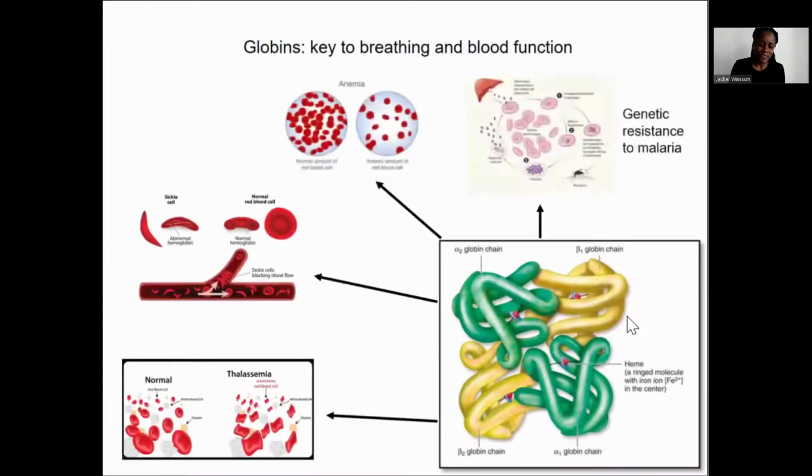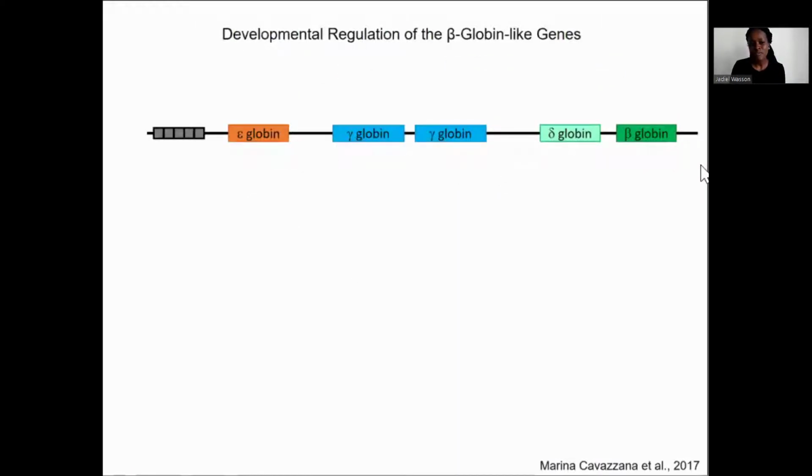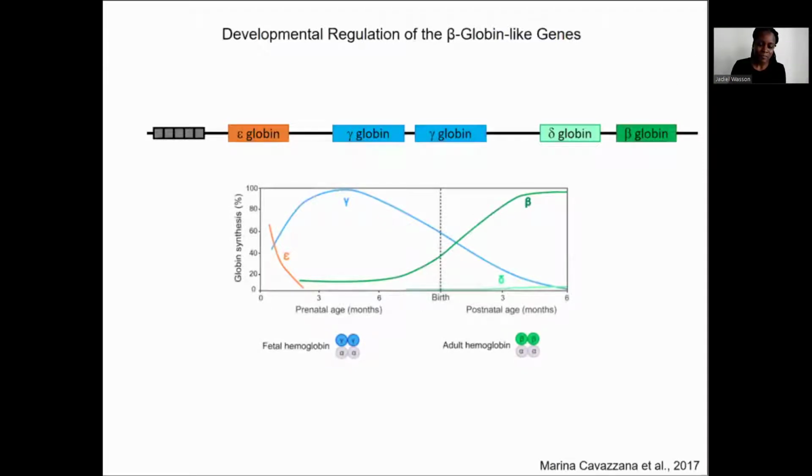But also dysregulation of globin can lead to a variety of disorders, including thalassemia and sickle cell anemia, and it can also confer genetic resistance to malaria. Here I'm showing you a schematic of the beta globin locus. And you can see that there are 5 different globin genes at this locus. What's important to know is that each of these genes gets expressed at a different time in development.